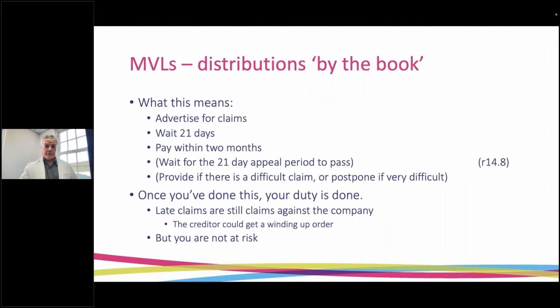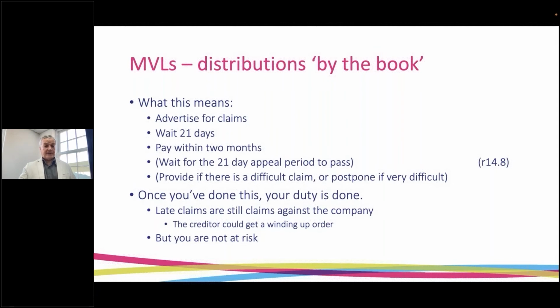So essentially what this means is if you're doing an MVL by the book, and there are relatively few MVLs where they are done this way, you will be advertising for claims, waiting for 21 days, and you will then be paying within 2 months, within which time you have to, or it's sensible to, wait for the 21-day appeal period to pass. And you do have the option of providing for difficult claims or even postponing the distribution in general. And the important thing is that once you have done that, you have complied with your duty as liquidator.